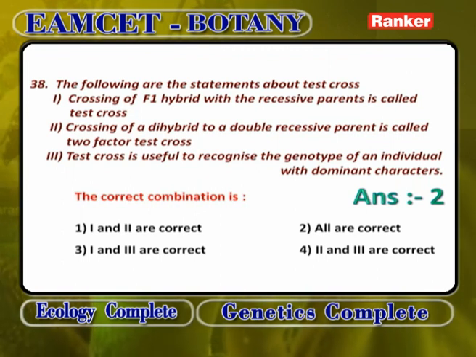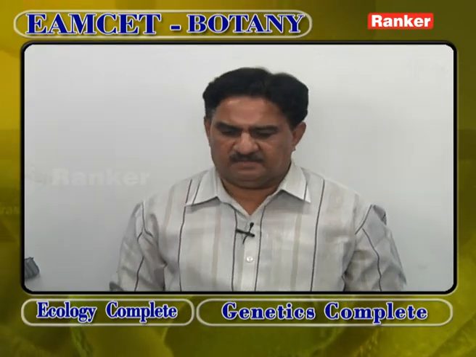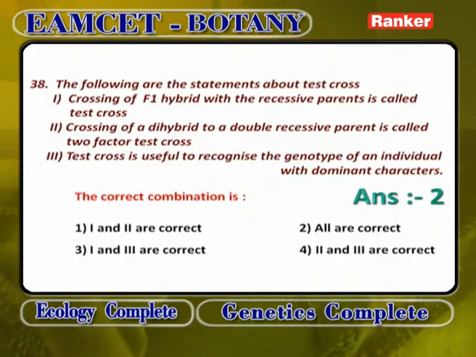Read the statements and find the correct one. Crossing an F1 hybrid with the recessive parent is called a test cross, is correct. Crossing of a dihybrid to a double recessive parental plant with two factors is a test cross, is correct. A test cross is useful to recognize the genotype of an individual with dominant characters, is correct. A test cross is done to find whether the individual is a heterozygous or homozygous parent. So all three are correct.